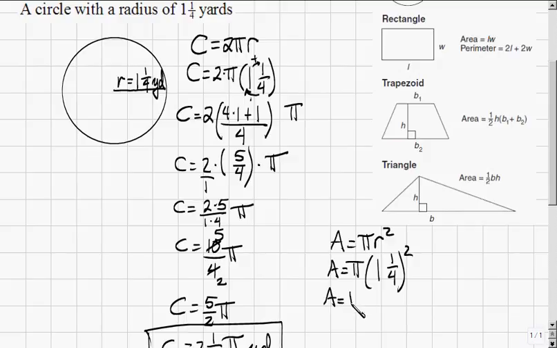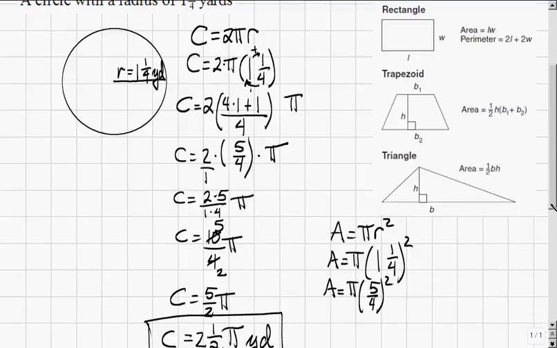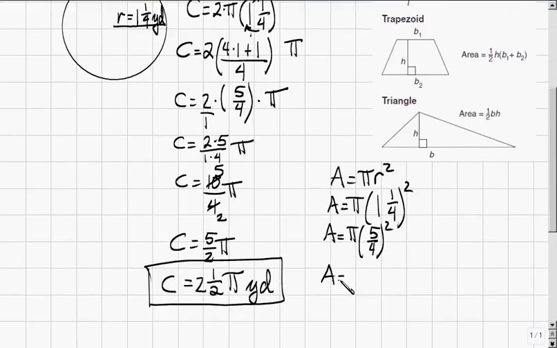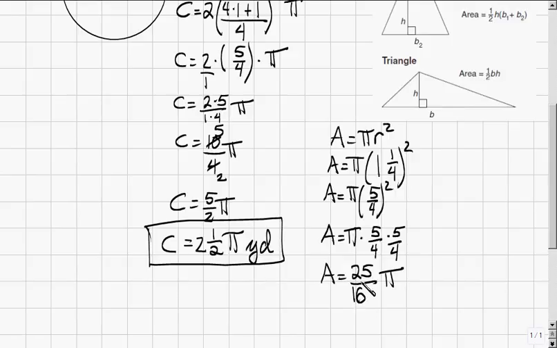So a equals pi times 5/4 squared. And just expanding what this means, A equals pi times 5/4 squared means 5/4 multiplied by another 5/4. So we'll write the pi at the end again, and to multiply two fractions together, we'll multiply numerator and denominator. So A equals 5 times 5 is 25, 4 times 4 is 16, and we'll write the pi at the end. So as an improper fraction answer, our area is 25/16 pi.